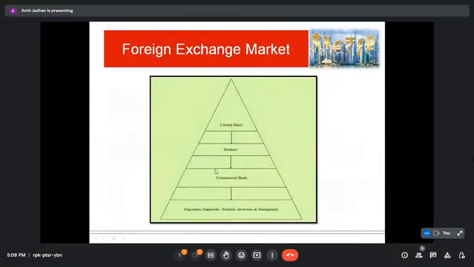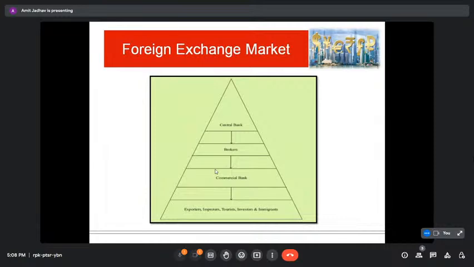In the foreign exchange market, there are some organizations involved. First, we have the central bank. In our case, the RBI is our central bank. Next, bankers. Various bankers are involved in transactions in the foreign exchange market. The RBI gives permission to some commercial banks to do transactions in the foreign exchange market, and there will be exporters, importers, tourists, investors, and others.